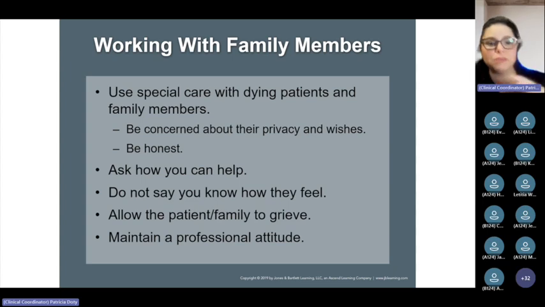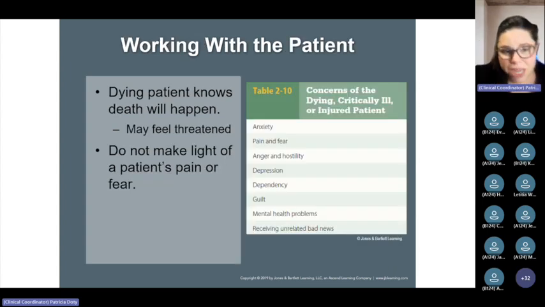Allow the patient and family to grieve and maintain a professional attitude. Dying patients know death is going to happen and they may feel a little threatened. You're going to see this in table 2-10: anxiety, pain, fear, anger, hostility, depression, dependency. You guys can continue to read on your own. Do not make light of a patient's pain or fear. Some of these people can have anxiety attacks when ready for end of life. Some have hallucinations. There are a lot of people with stories of their loved one laying in a bed, talking to a long lost loved one who passed on before them. There's a lot of different things that can happen during this time.